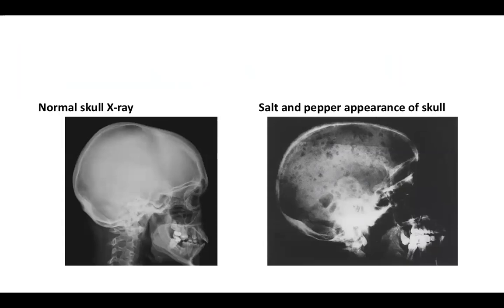We call it salt and pepper because it's just like if you mix salt and crushed pepper, the salt particles will be smaller and the pepper particles will be a bit larger. So they will give an appearance like this, as you can see in this radiograph. That's why it's called salt and pepper appearance of the skull. And the reason is excessive resorption of the bone, excessive osteoclastic activity of the bone under the effect of parathyroid hormone.